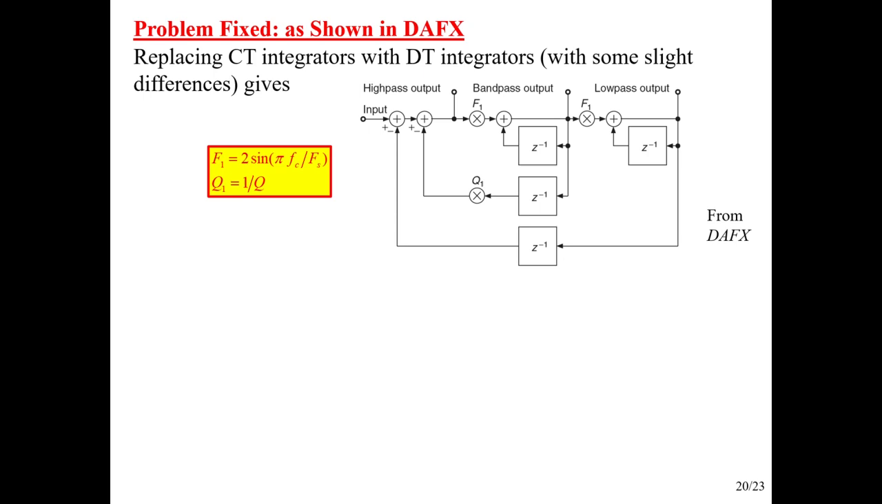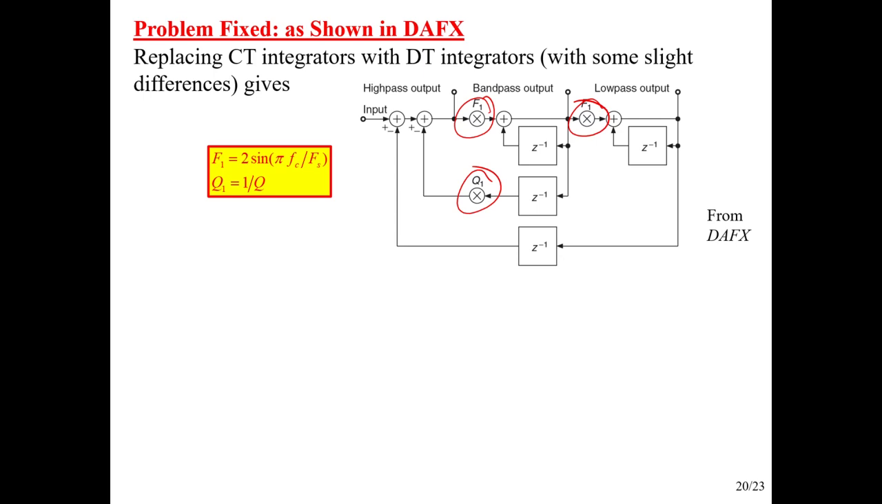So here's how it's shown in Zölzer's DAFX book. He says, well, here's one of the loops right here, and he just inserts a delay. And here's another loop that was delay-free before, and he just inserts a delay. And he's put in a few multipliers. I left those out in the previous block diagram, but those need to be there to make the right filter coefficients.